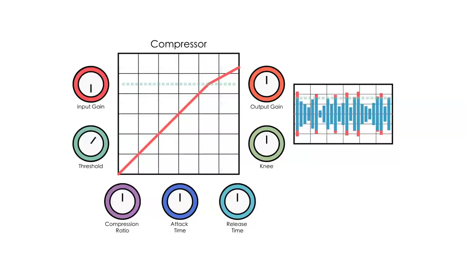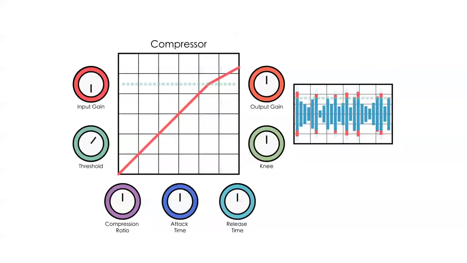Now that we have told the compressor what signals to compress, we have to tell it how much to compress them. We do this with the compression ratio, which determines the amount. For example, a 2:1 ratio would reduce the part of the signal that is over the threshold by half.